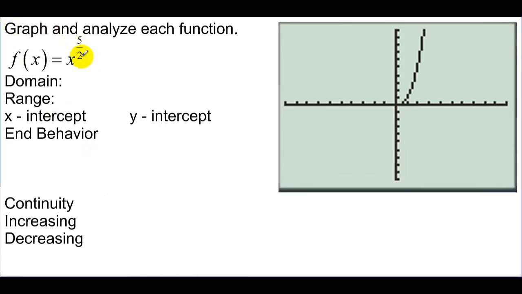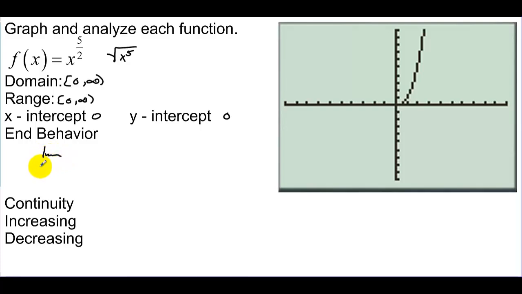How about x to the 5 halves? We kind of have a radical here. This is the square root of x to the 5th. The domain is 0 to infinity. You can't plug a negative in here because you can't take the square root of a negative. The range is also 0 to infinity. X-intercept is 0, y-intercept is 0.